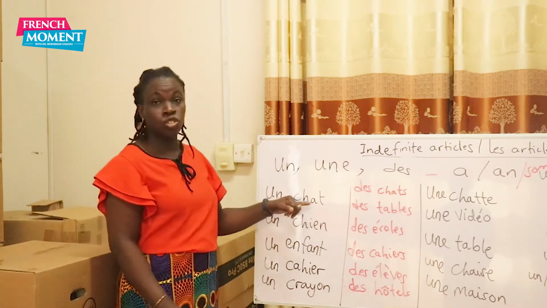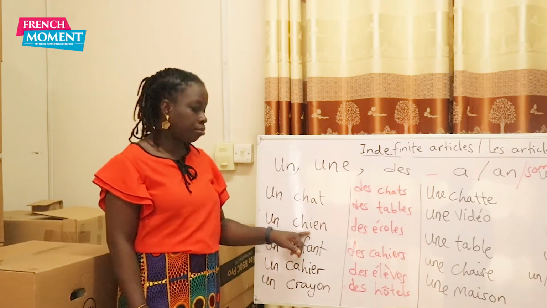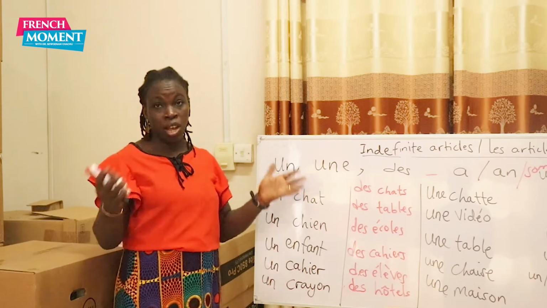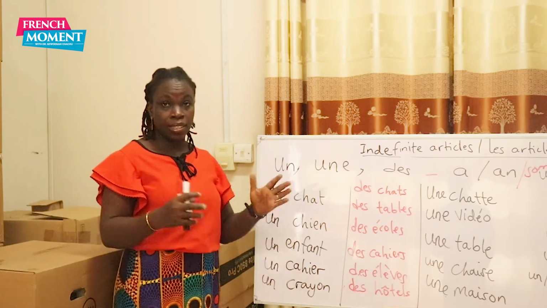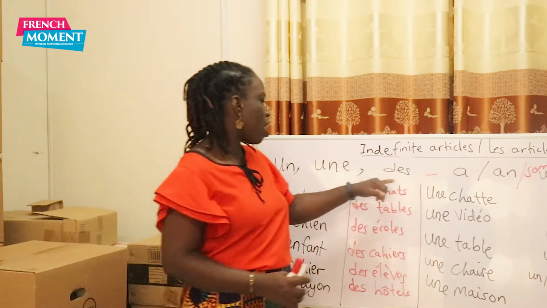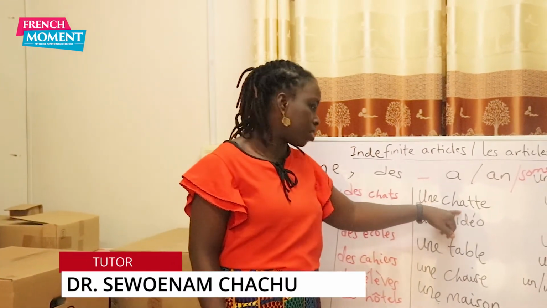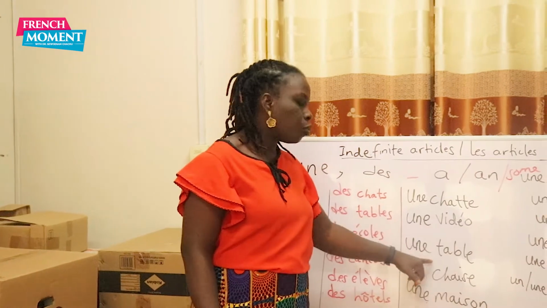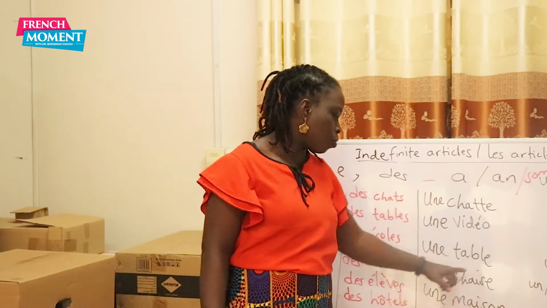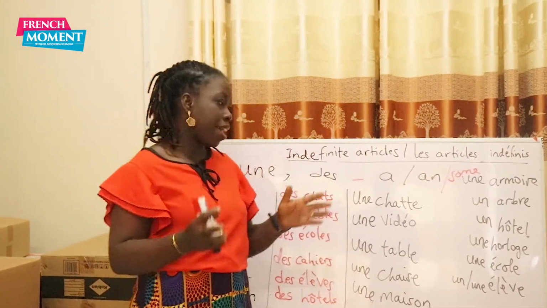And so we have un chat, which was le chat in our last lesson. We have un chien, so a cat, a dog, un enfant, a child, un cahier, an exercise book, un crayon, a pencil. Okay, then when we have feminine, we use une. So we have une chatte, une vidéo, une table, so a female cat, a video, a table, une chaise, a chair, une maison, a house.